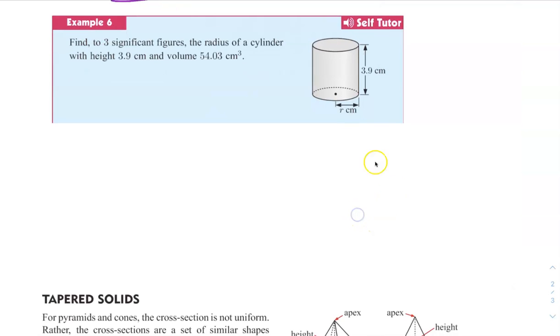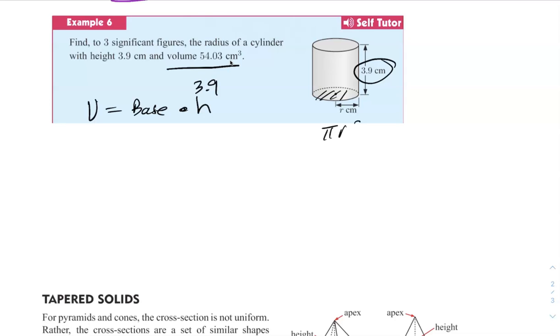Next one. Find, to 3 sig figs, the radius of a cylinder with a height of 3.9 and a volume of 54.03. So this one's a little backwards, right? That gives the volume. So we have to know how to find the volume, which is area of the base times the height. Now my height is 3.9, so there that goes. My base is a circle, so the area is pi r squared. So I'm going to have 54.03 equals pi r squared times 3.9.